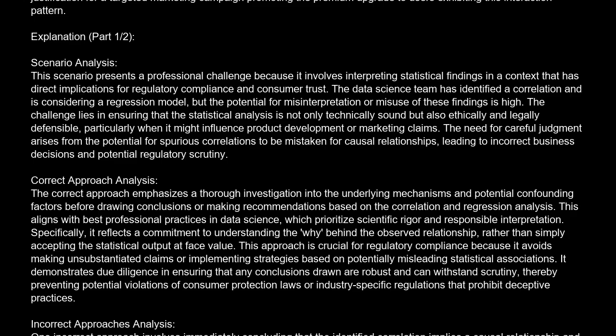The challenge lies in ensuring that the statistical analysis is not only technically sound, but also ethically and legally defensible, particularly when it might influence product development or marketing claims. The need for careful judgment arises from the potential for spurious correlations to be mistaken for causal relationships, leading to incorrect business decisions and potential regulatory scrutiny.